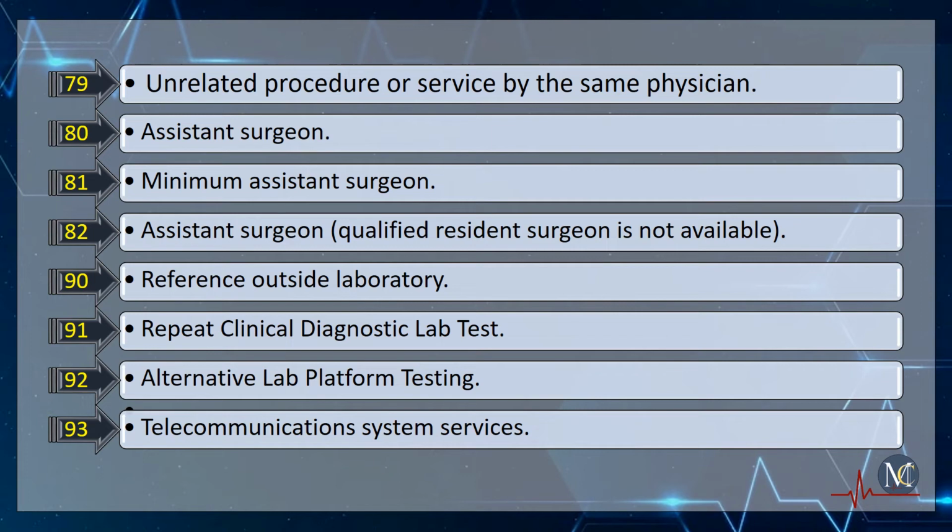CPT modifier 92 is for alternative lab platform testing. Testing is performed using a kit or transportable instrument that wholly or in part consists of a single-use disposable analytical chamber. CPT modifier 93 means telecommunication system services. CPT codes may be used for reporting audio-only services when appended with modifier 93.